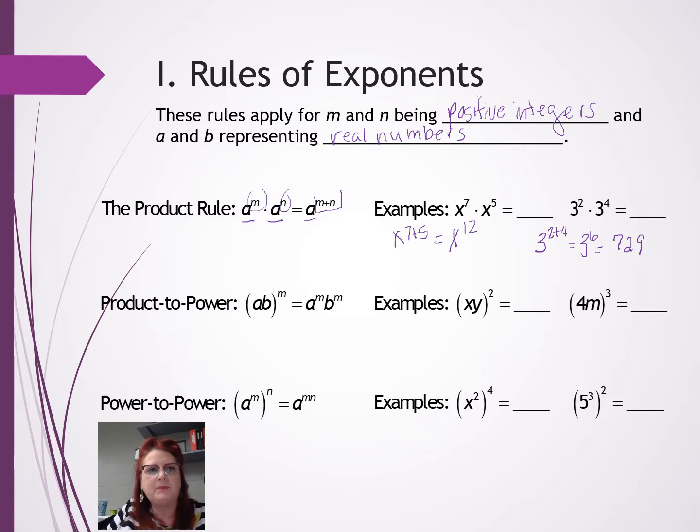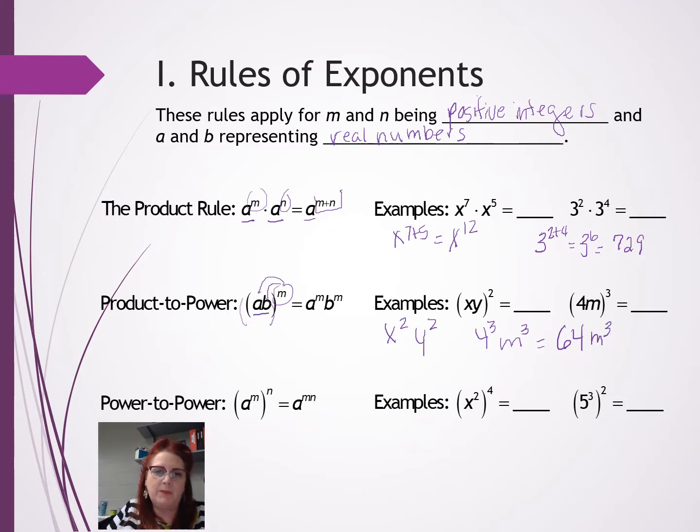729. The product to power, we have a product being raised to a power, and because it's in parentheses, it applies to the whole thing, so that m applies to each of those factors. So our xy in parentheses being squared is going to give us x squared y squared. And we can do the same thing with 4m being cubed. We get 4 cubed times m cubed. Now 4 cubed can be evaluated. That's 64m cubed.